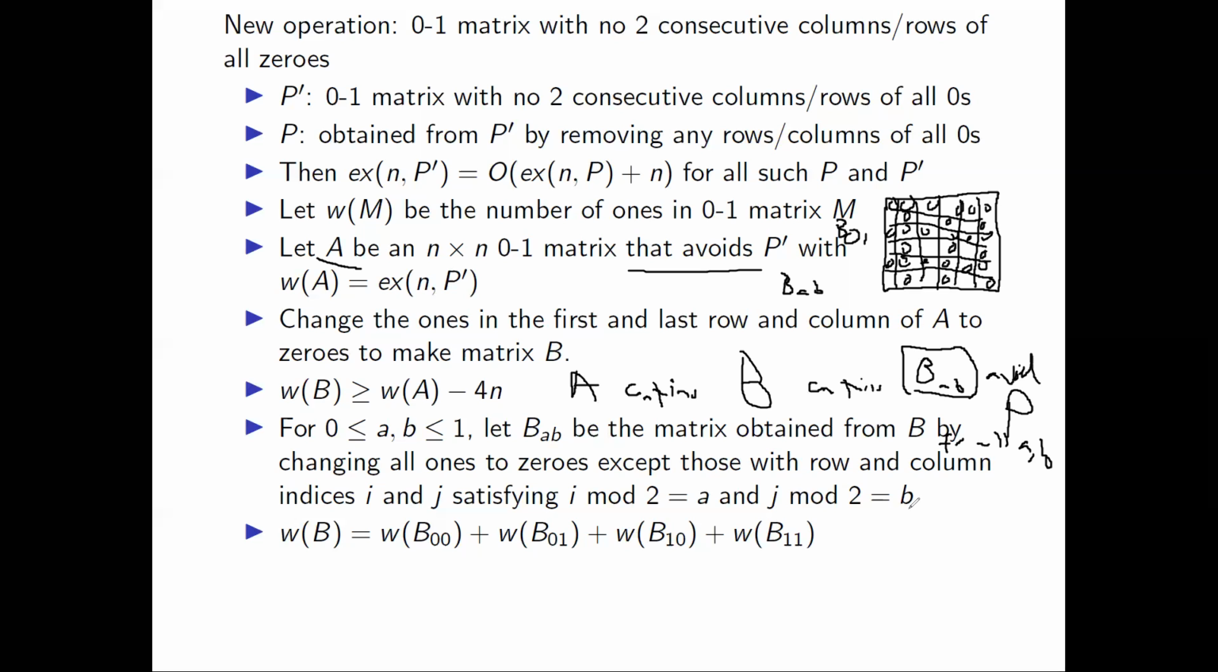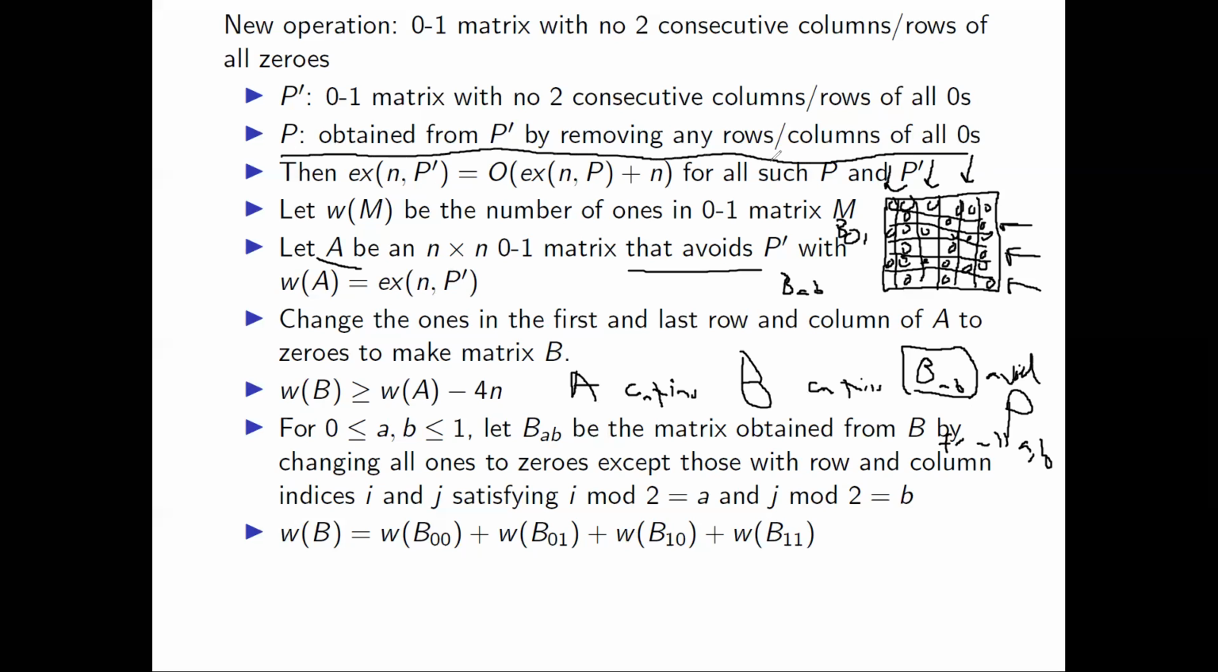Because B of 0, 1, we turn everything to zeros except the row and column indices satisfying the row mod 2 is 0. So even rows, we do not zero them out. And the column mod 2 equals 1. So the odd columns we didn't zero out. And I claim that this BAB must avoid P. Remember, P was obtained from P prime by removing any rows or columns of all zeros.